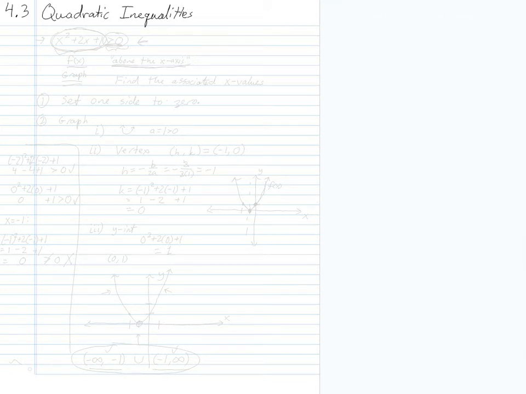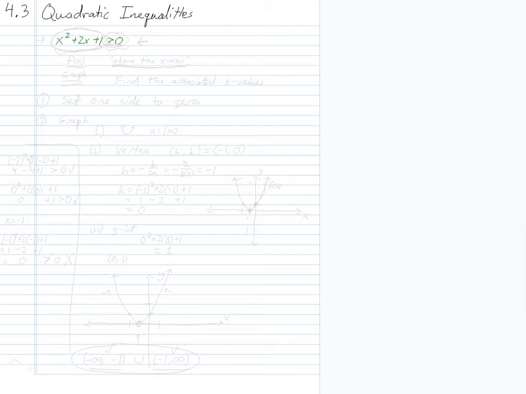Welcome to the video lecture for section 4.3. In this section we will be looking at quadratic inequalities, specifically quadratic inequalities in one variable. An example of this type of inequality might be something like x squared plus 2x plus 1 is greater than 0. We will get into how to solve this type in two different ways, either graphically or algebraically.